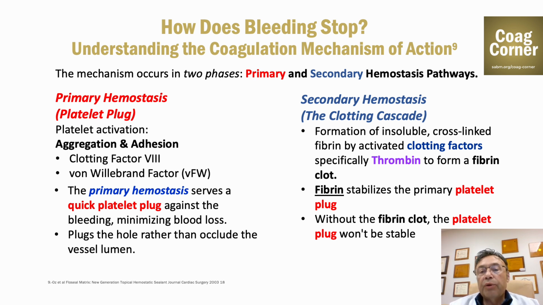In order for maintenance of a clot, you need secondary hemostasis or the clotting cascade, specifically using thrombin to form fibrin from fibrinogen to form a fibrin clot. Fibrin stabilizes the primary platelet plug. Without the fibrin clot, the plug won't be stable and will fall apart.